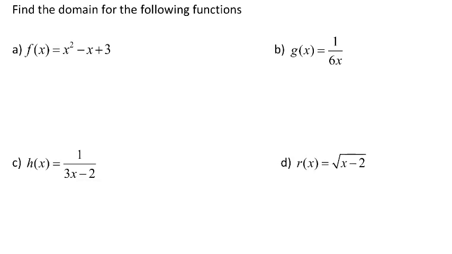Let's look at how to find the domain of each of these four functions. Our first function f of x is equal to x squared minus x plus 3. Seeing that x squared, this is what we would call a quadratic function. If you were to look at the graph of this function, it would be a U-shaped graph and extends forever to the left and forever to the right.